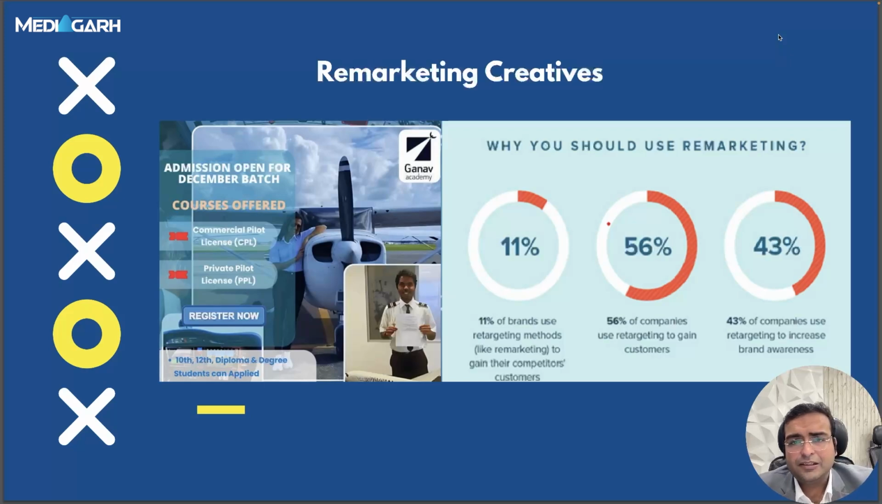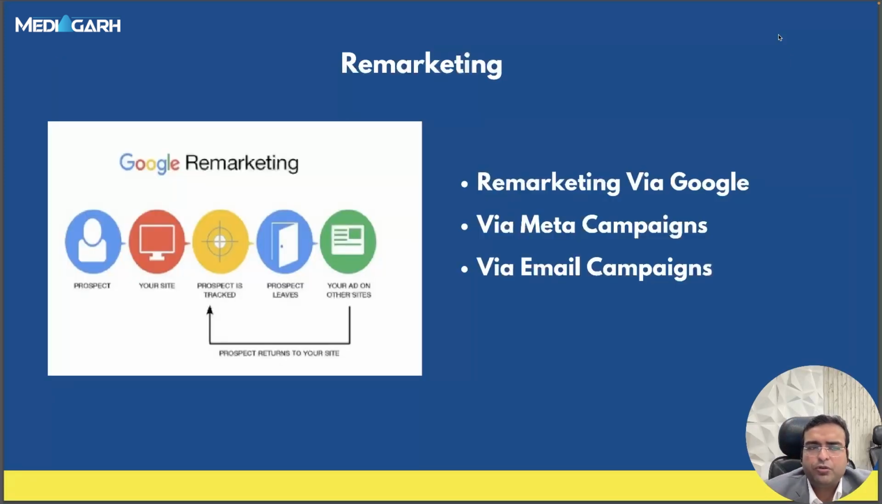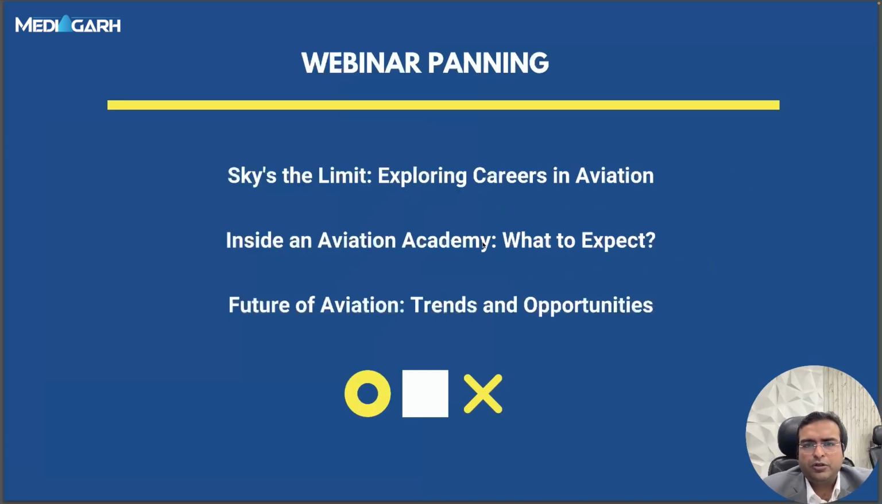And see, once you implement all this, remarketing campaigns will definitely play a very important role. In remarketing, a prospect comes to your landing page, the prospect's ID is tracked, and based on that, when he leaves, he still sees your ad on other sites. Remarketing can be done via Google, via Meta, via email, and nowadays even Snapchat. Snapchat is also very useful to target your audience.